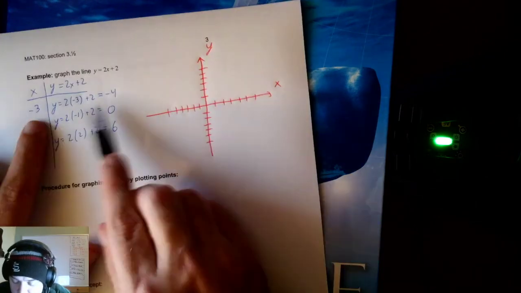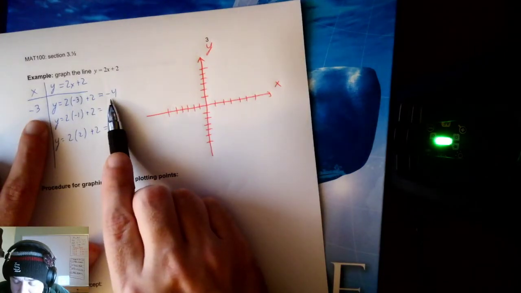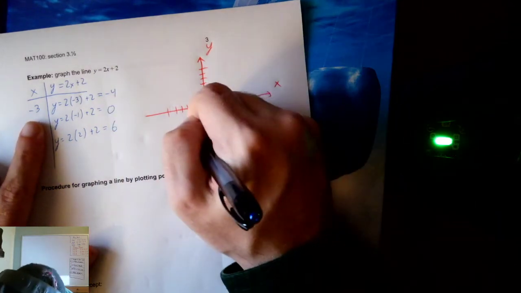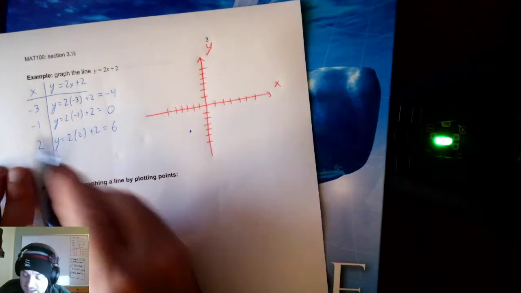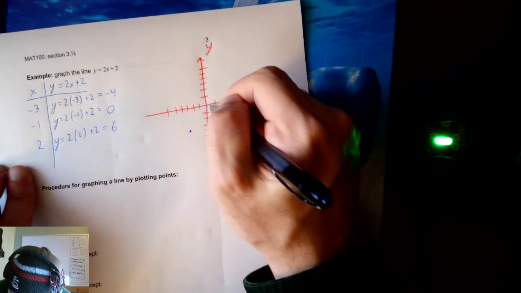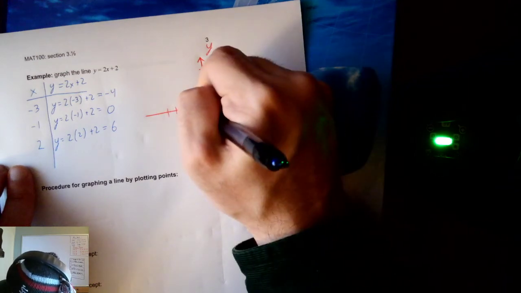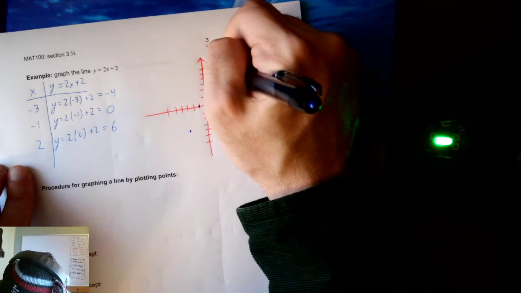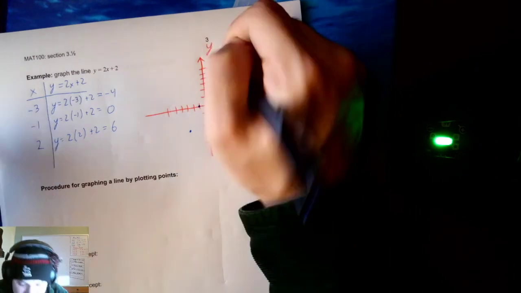Let's see, our first row tells us we need -3, -4. X is -3, y is -4. That'll be somewhere about right there. Next I have -1, 0, so x is -1 and 0 up or down. And then lastly I have 2, 6, which will be 2 right and up 6.